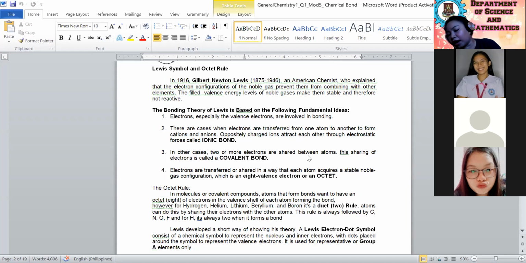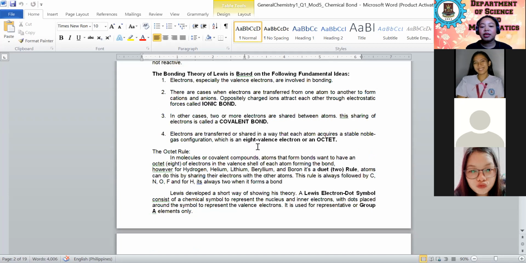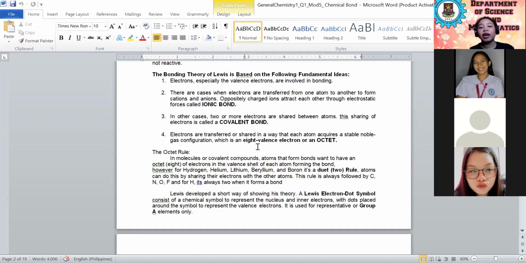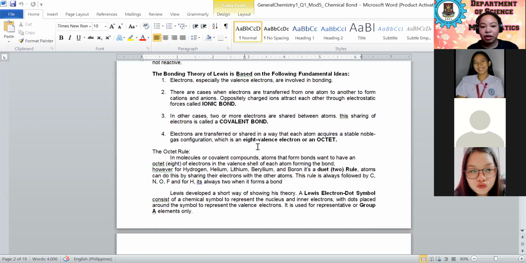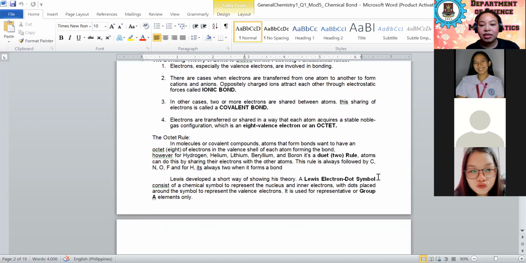So kinsa ning mga atoms nga naay Duet Rule, meaning stable na sila if they have 2 electrons on the first period. So these are hydrogen, helium, lithium, beryllium, and boron. So these elements, these 1, 2, 3, 4, 5 elements, follow the Duet Rule.